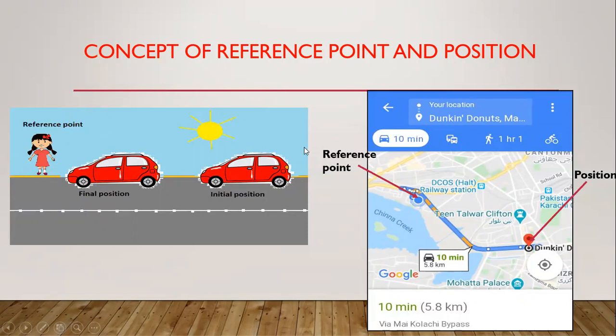Even Google Map uses reference point and position. Suppose you want to go to a donut shop by car and Google Map takes your home as a reference point while telling you the location of the donut shop near your area and tells the position where that donut shop is located from your home. That is 5.8 kilometers. So position seems like a vector quantity as it is telling you the magnitude as well as the direction.